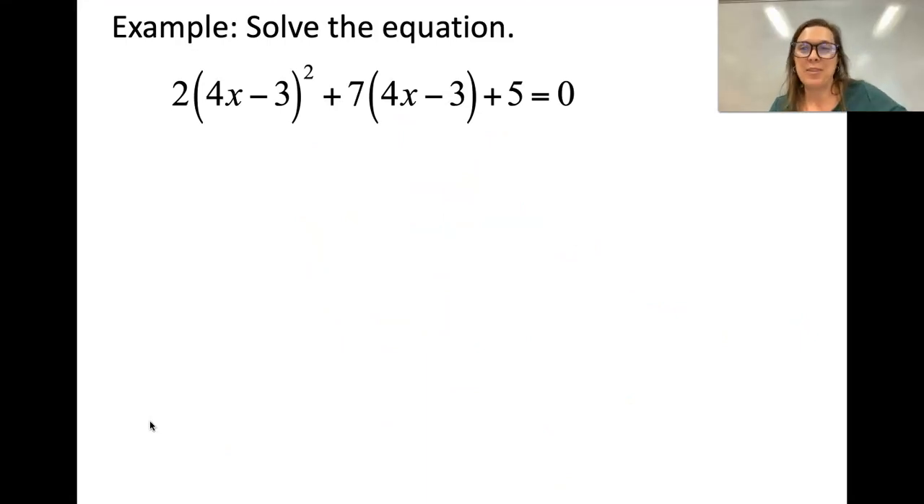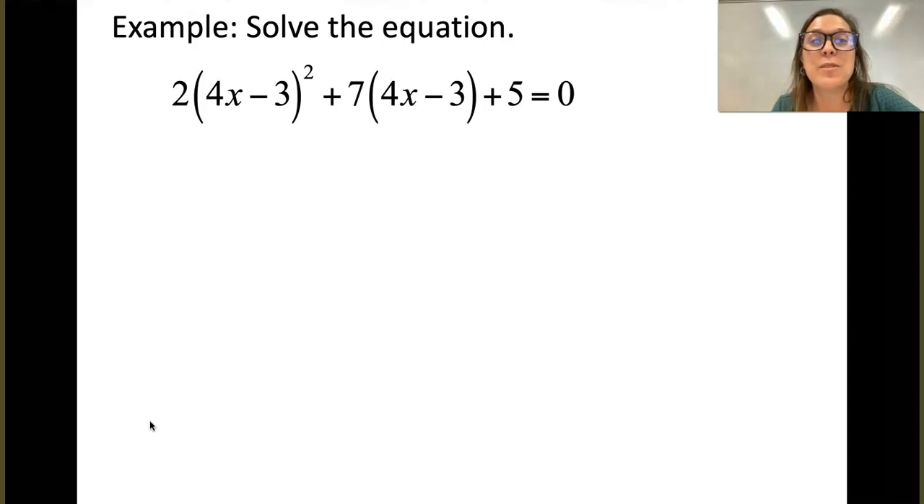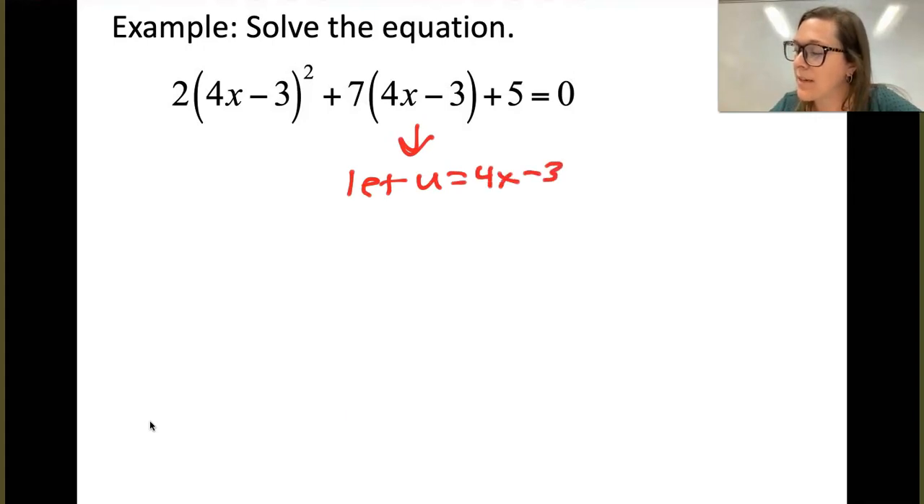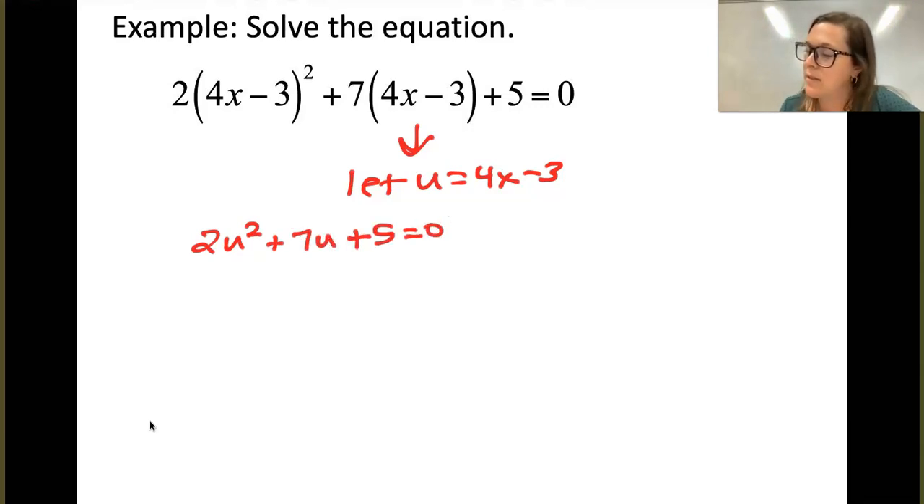Oh, yeah. Now we're getting really into it. Again, use substitution. It makes your life so much easier. Let u, in this case, equal 4x minus 3. I could multiply all that stuff out, combine like terms, and then just do a quadratic equation with that. But let's simplify it. So that becomes 2u squared plus 7u plus 5 is equal to 0.